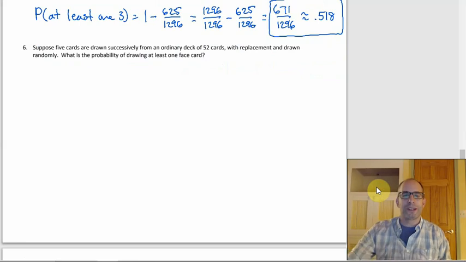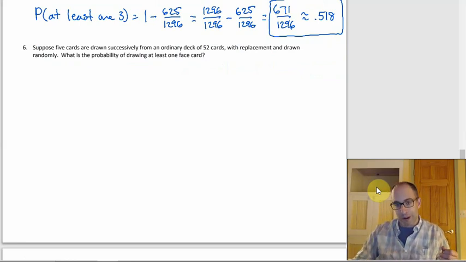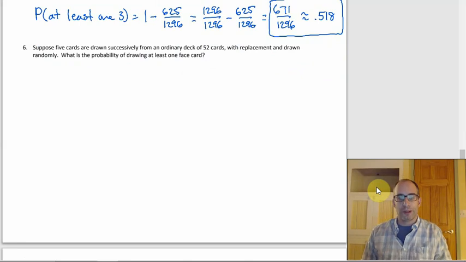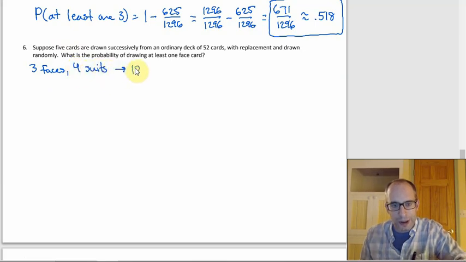All right, then number 6: 5 cards drawn successively from an ordinary deck of 52 cards, with replacement. So draw the card, put it back in, and then draw randomly. What's the probability of drawing at least one face card? Well, there are 3 face cards in every suit, right? King, Queen, Jack. And there are 4 suits, so there should be 12 face cards. I'll say 3 faces, 4 suits. That means there are 12 face cards in a standard deck.